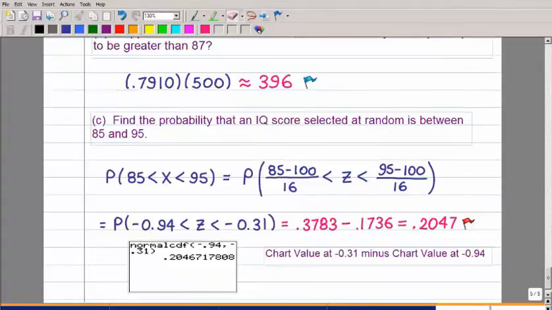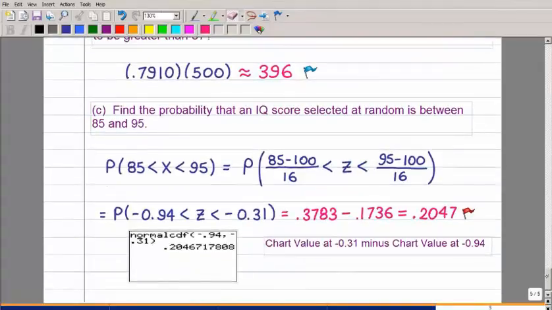And the next question, which is the last question: find the probability that an IQ score selected at random is between 85 and 95. Okay, between, we've already seen before, real straightforward: 85 less than X less than 95. 85 minus 100 divided by 16, 95 minus 100 divided by 16. Should calculate to negative 0.94 for the lower end, negative 0.31 on the upper end.